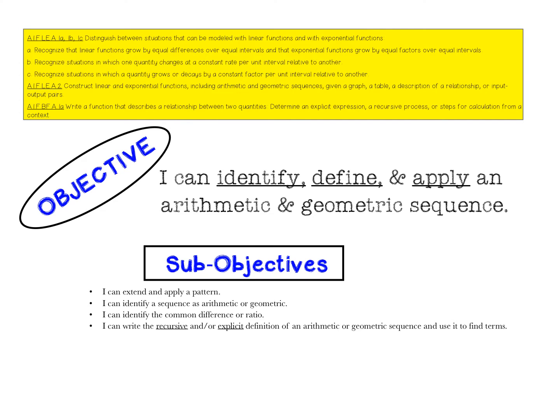All right, so in this lesson, we're going to be dealing with what we call arithmetic and geometric sequences. So we're going to be able to do this successfully. You need to be able to extend and apply a pattern, identify a sequence as either arithmetic or geometric, identify the common difference or ratio, and then write the recursive and/or the explicit definitions of an arithmetic or geometric sequence, and then use it to find specific terms.